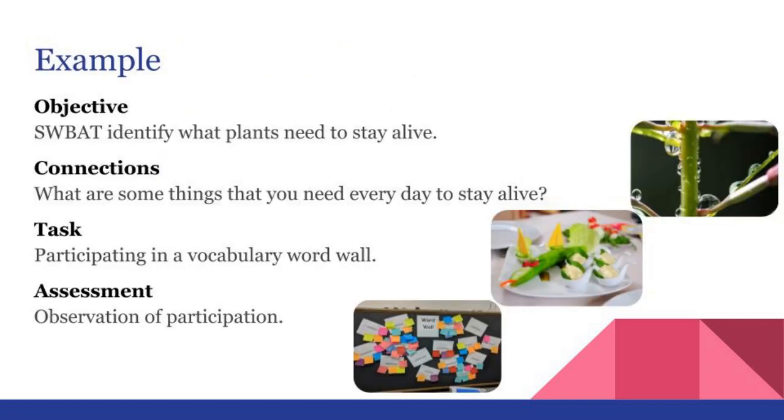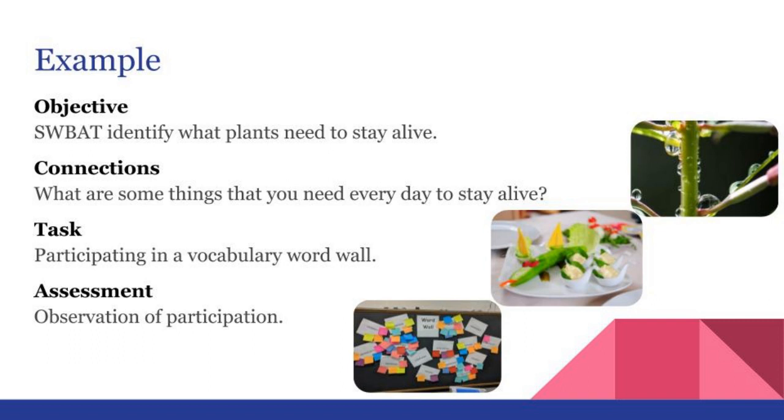Let's take a look at an example. In a third grade science class, the content objective is students will be able to identify what plants need to stay alive. One of the students' connections to this objective could be, what are some things that you need every day to stay alive? After activating students' backgrounds as part of the task, the students could work in small groups, looking for and writing the words water, nutrients, sunlight, and air, and then place them on the vocabulary word wall in the class.